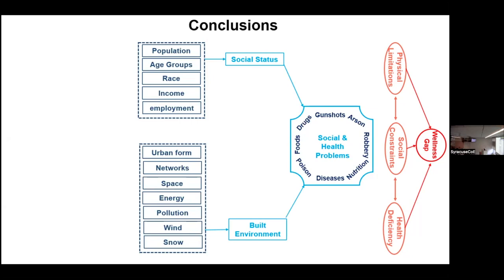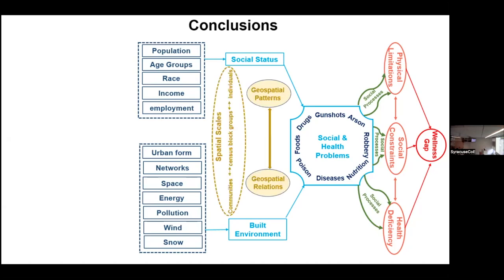Each one of them has some variables we can use to represent them. If you think about the three of them together, they could form a chain effect that can lead us to explain any one of these three. Now my proposal is we can use geospatial techniques to study geospatial patterns and relationships among the variables along each one of these chains.